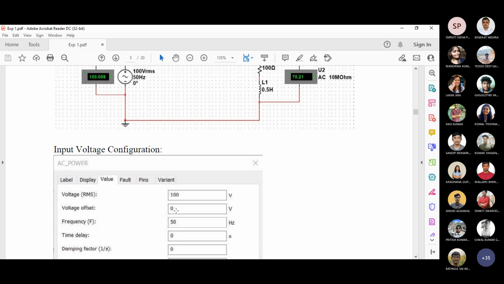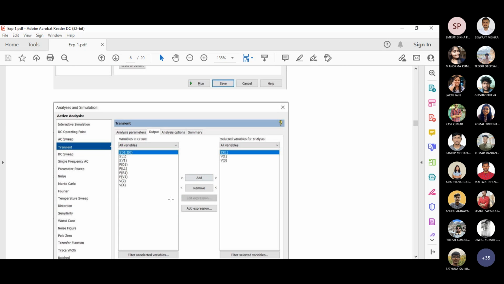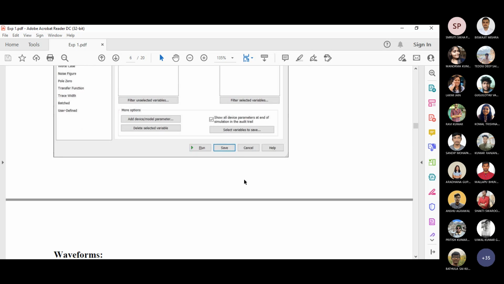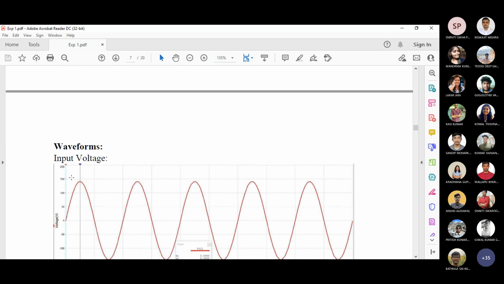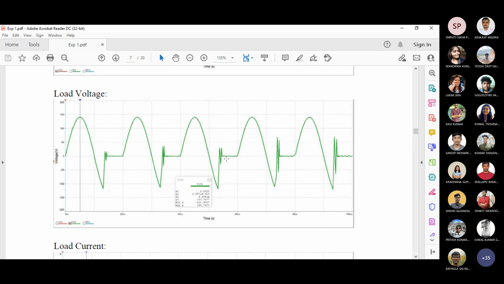The input voltage configuration is almost the same as your previous case. The input voltage configuration and transient analysis are also the same. Then what waveform you are going to see is also the same. The waveform of the input voltage is definitely the same. The load voltage, how will it be? Here you can see some transients are there.